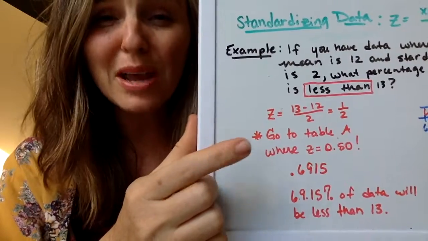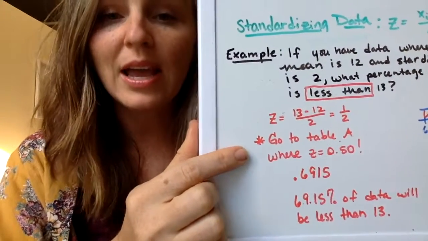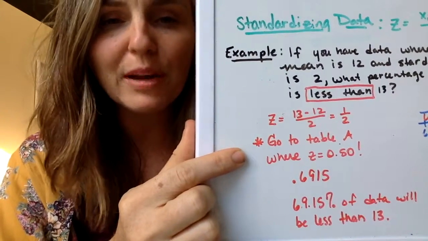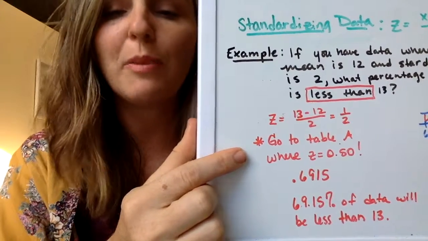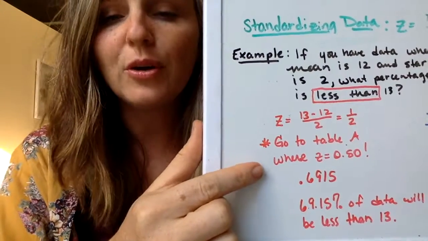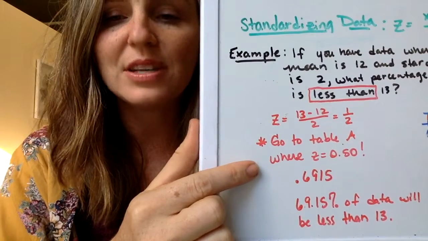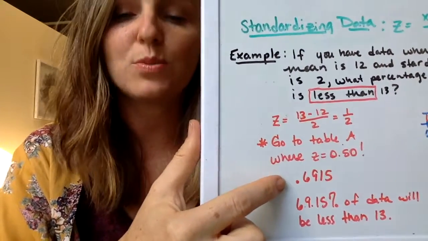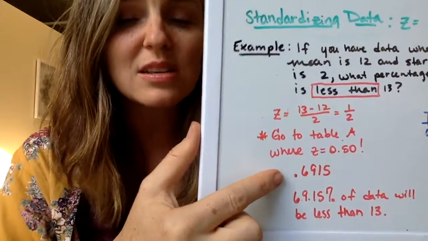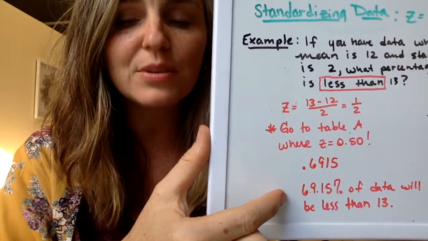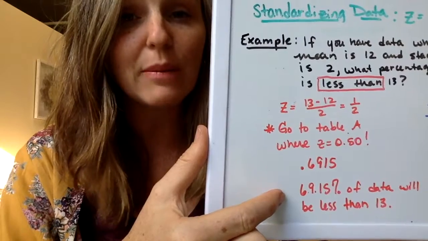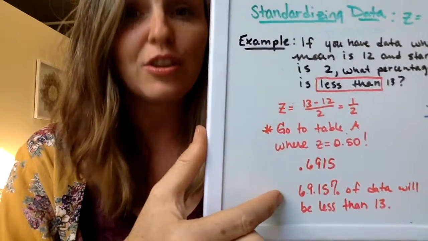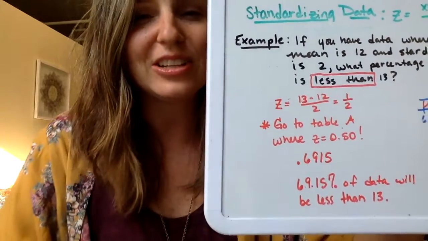Then you're going to go to table A. I'll put it up in just a second so you can glance at it if you don't remember. If we go to where z is 0.50, which is the same thing as 1/2, the decimal it gives us back is 0.6915, which means 69.15% of whatever this data happens to be about will be less than 13.